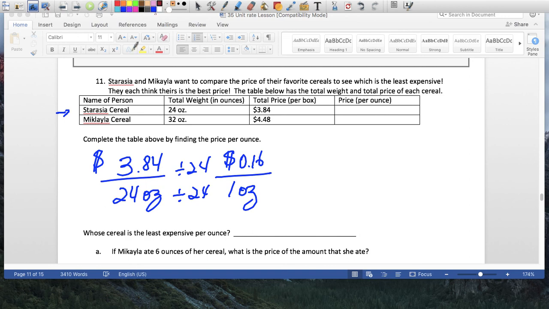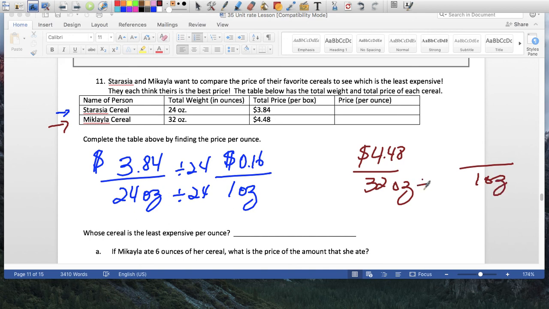Well, let's do this one. I'm going to change colors. So it's going to be $4.48 for 32 ounces. So a little bigger. So for 1 ounce, divide by 32. And 4.48 divided by 32 is going to give us 14 cents per ounce. So the better deal is this one because it's a little bit cheaper.